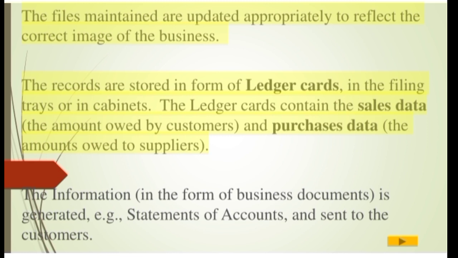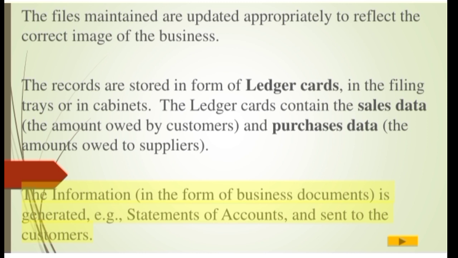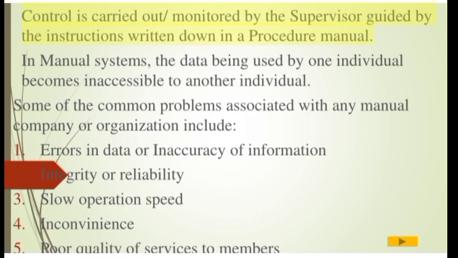The records are stored in the form of ledger cards, in filing trays or in cabinets. The ledger cards contain the sales data, the amounts owed by customers, and purchases data, the amounts owed to suppliers. Information in the form of business documents is generated, e.g., statements of accounts, and sent to the customers. Control is monitored by the supervisor, guided by the instructions written down in a procedure manual. In manual systems, the data being used by one individual becomes inaccessible to another individual.